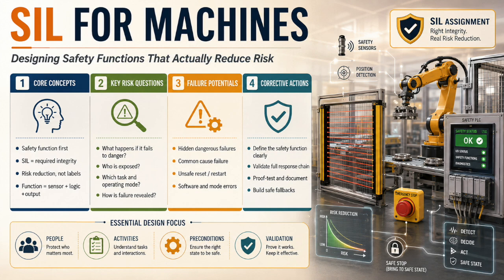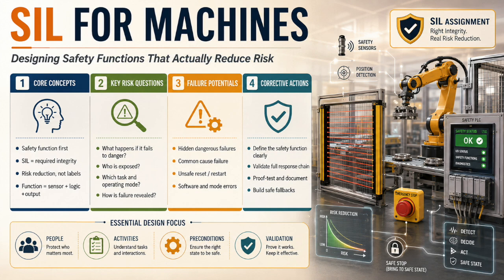Now, let us bring this back to the practical design engineer. When you assign SIL, do not start with hardware. Start with the safety function. Define it clearly. What does it detect? What hazardous state does it control? What safe state does it achieve? What response time is required? What operating modes does it apply to? Who does it protect? What is the dangerous failure? How is failure revealed? What reset action is required? What restart prevention is required? What other safeguards reduce the risk? What validation evidence is needed?